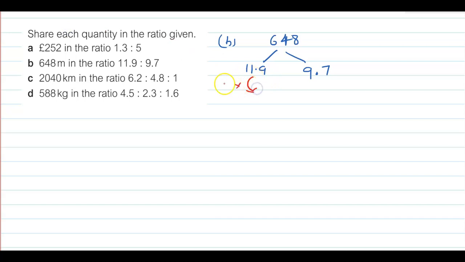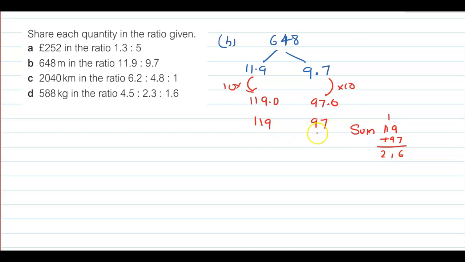So if you times by 10 here, it will be 119.0 and the decimal will be after 1 point from the right hand side. And if you times by 10 here, it will be 97. So you are getting new numbers 119 and 97. They are without decimals. Okay. Now, the second thing is we need to find the sum of the parts, 119 plus 97. So how much will it be? 216. Yes. Is that okay?